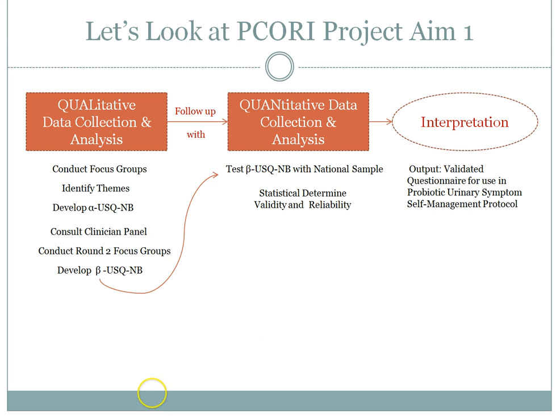So looking closely at our PCORI project AIM 1, here we start with the qualitative data collection and analysis, and the components of this phase of AIM 1 involve conducting the focus groups, identifying the themes of people's experience with urinary symptoms from the focus groups. Then we will develop an alpha questionnaire based on the themes that we identify.